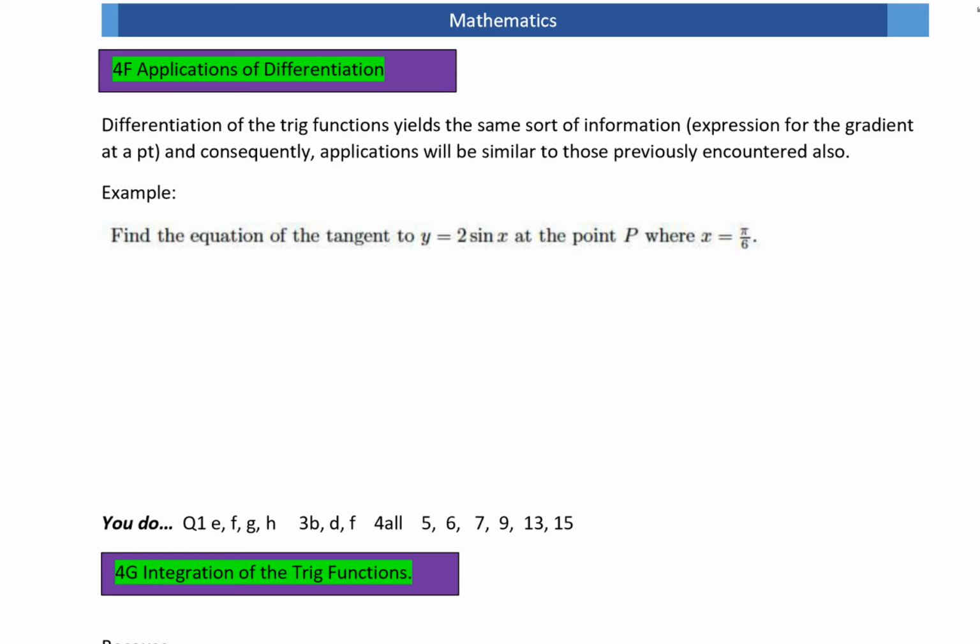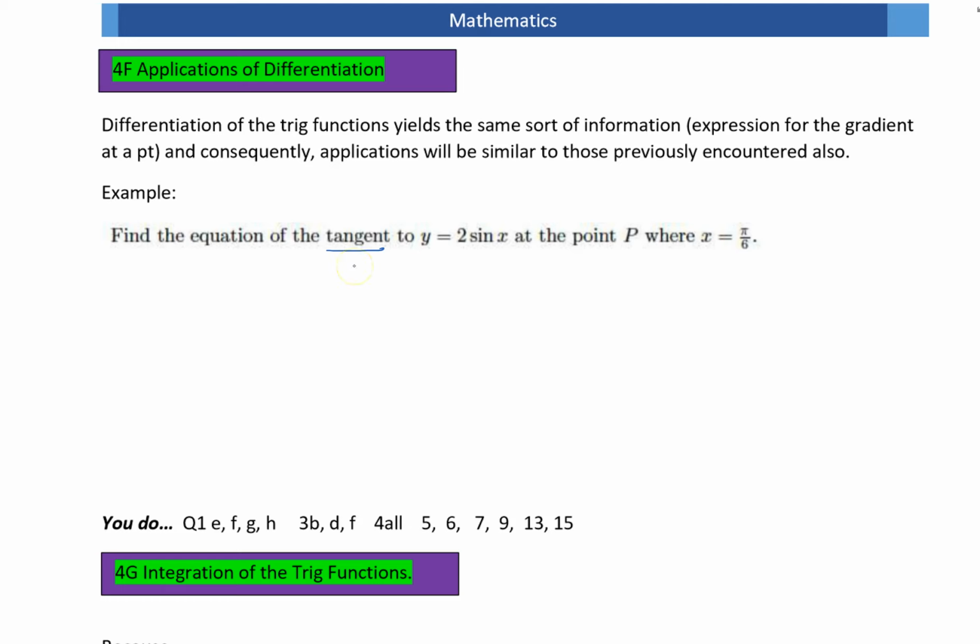I think there'll be no surprises. It'll just be that the functions now involve a trig ratio. So, for example, it says find the equation of the tangent. Equation of the tangent. What do we know about a tangent? A tangent is a straight line. To get the equation of a straight line, there are many different ways.